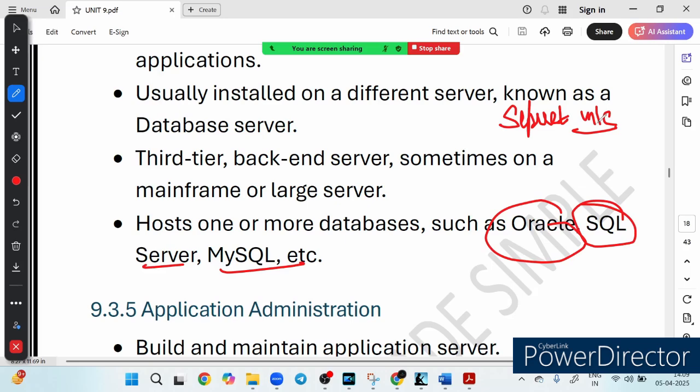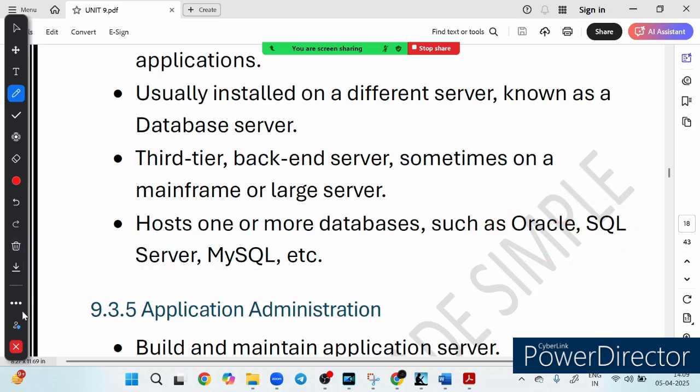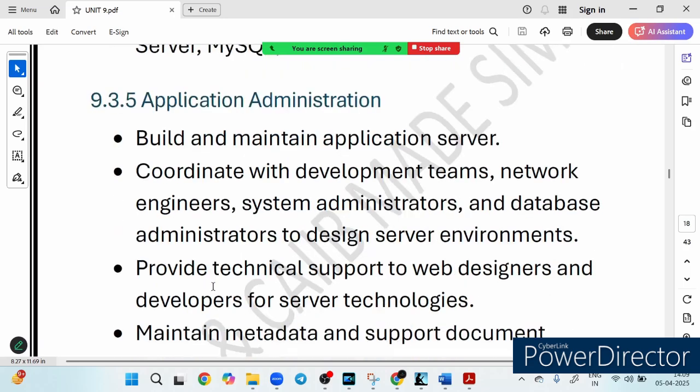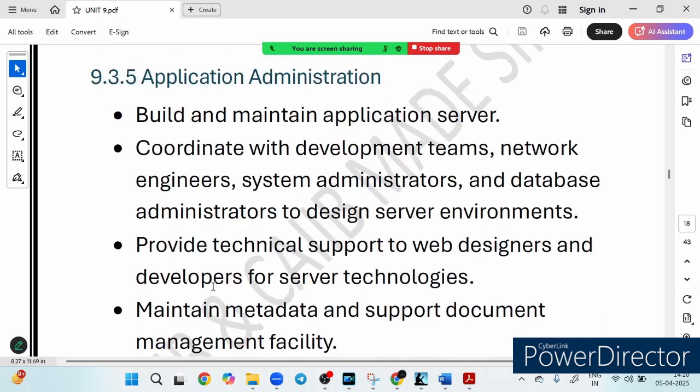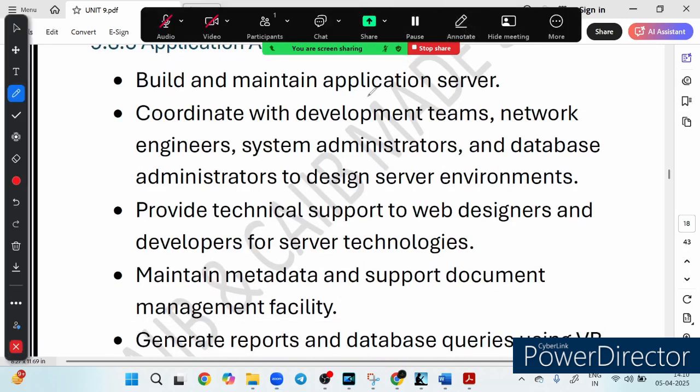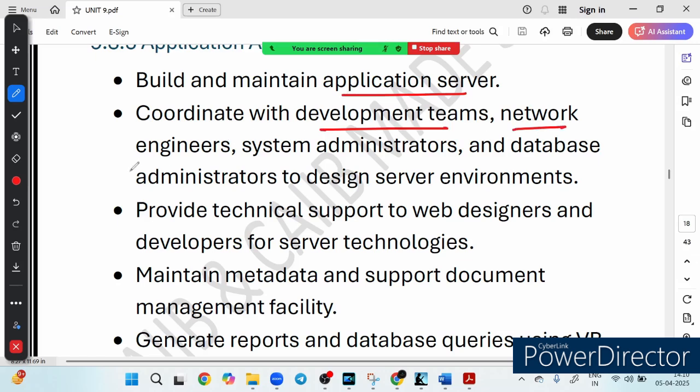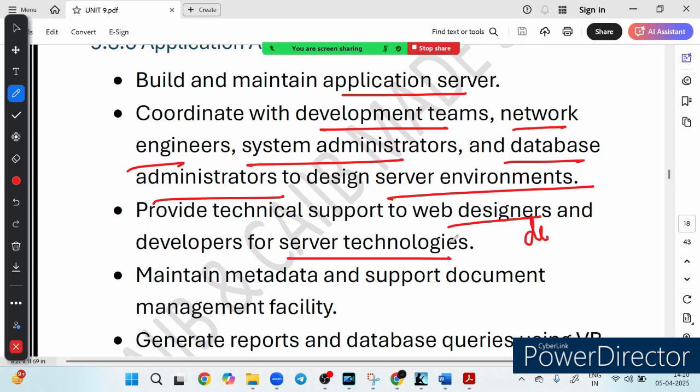There are some tech pros who build and maintain the application server, who work with software developers, system admins, and database admins. It's all teamwork, right? They coordinate. They coordinate with the development team, network engineers, system administrators, and database administrators to design the server environment. They support the web designer who makes your bank website or app, and they help generate reports, answer technical help desk queries, and keep the server environment running smoothly 24/7.